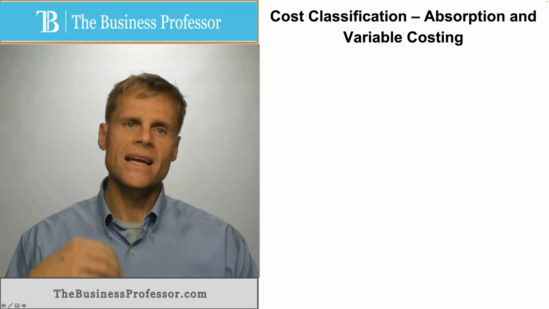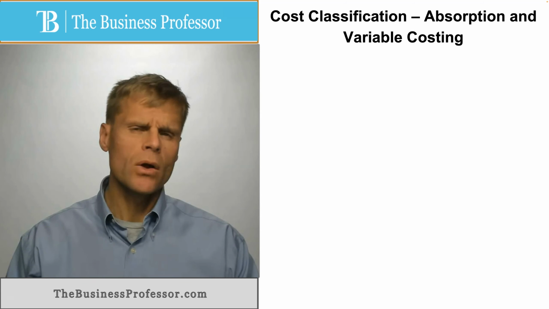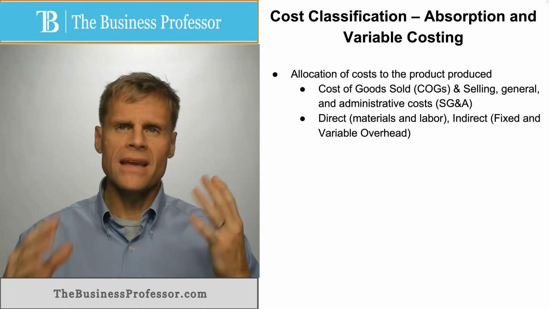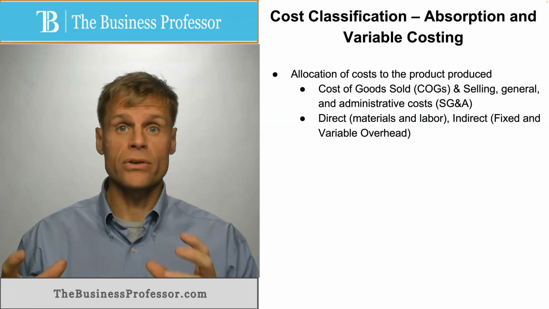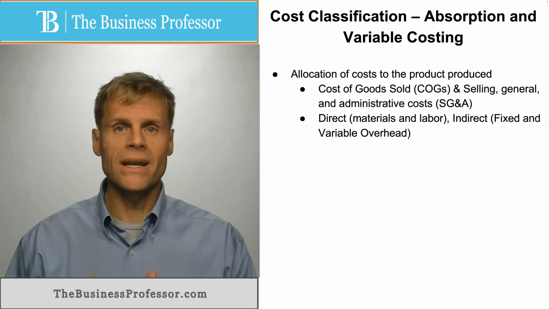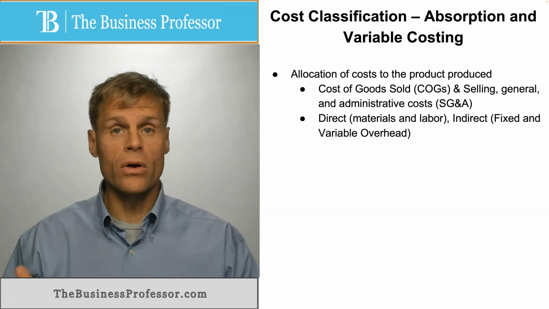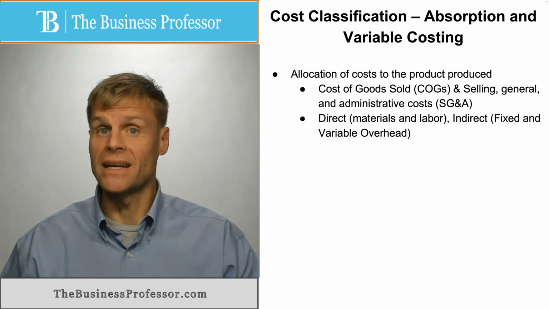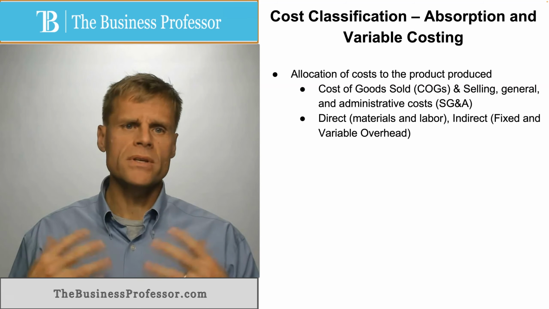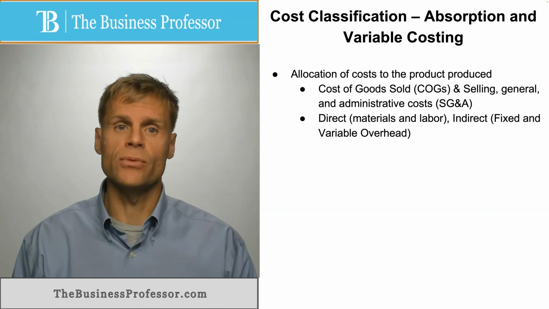What is cost classification under absorption and variable costing? Well, to start with, the idea is that whenever you produce a product, you need to understand the costs that go into it and to allocate those costs appropriately with regards to how the results of the transaction are documented and reported. So to start with, some cost allocations or classifications, if you will.